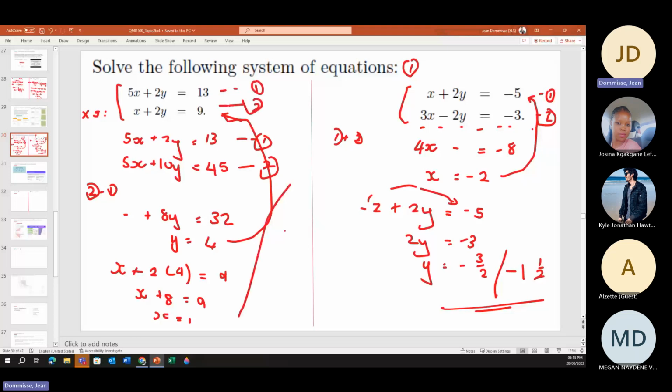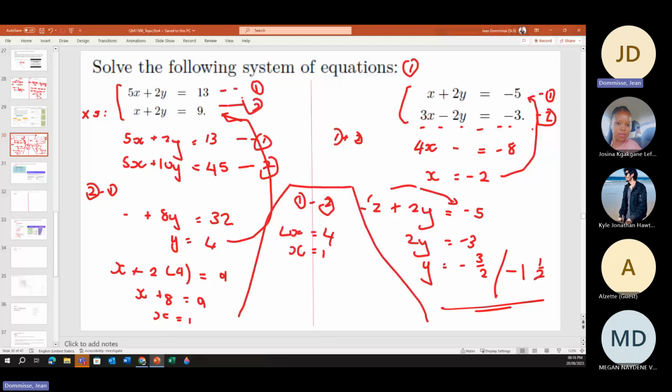Let's make some space here. I could have said, okay, let's go for option 1 minus 2. So 5x minus x would have been 4x. 2y minus 2y would have been 0. 13 minus 9 would have been 4. So again, x will be equal to 1, exactly the same as what I got with the other one.